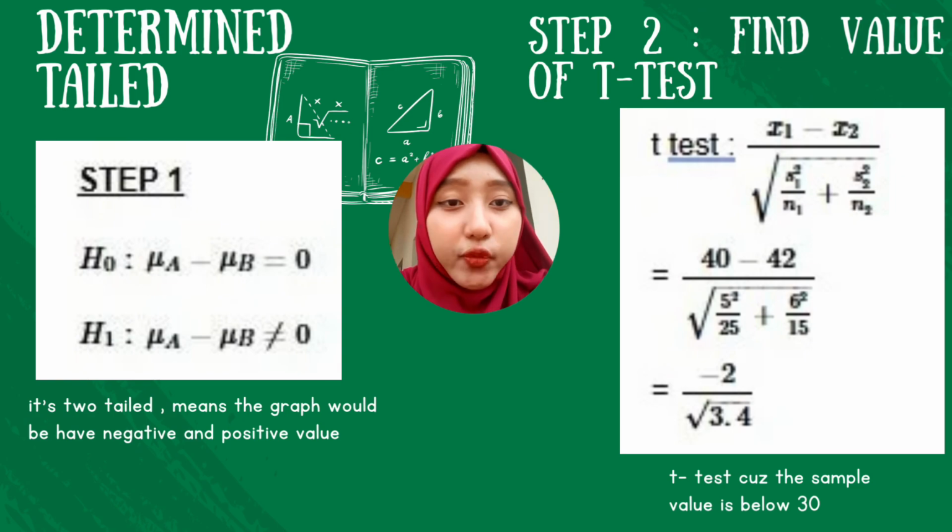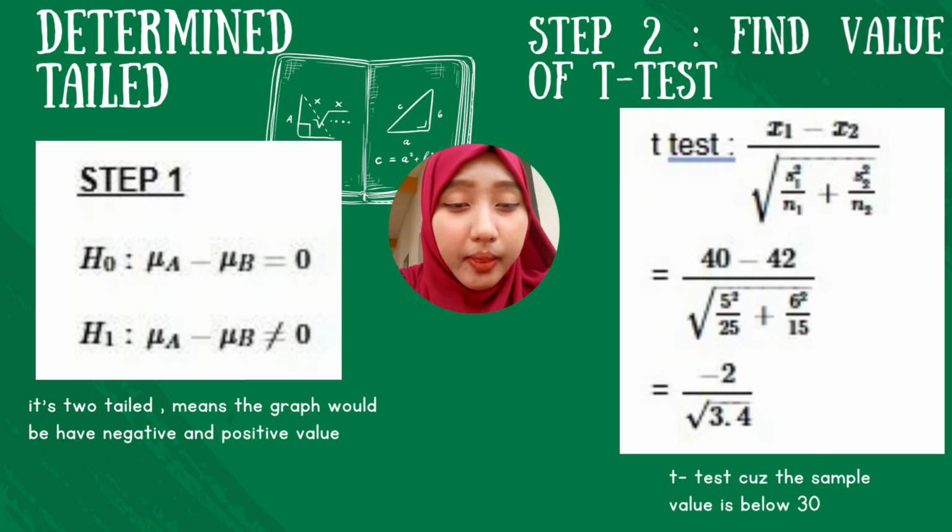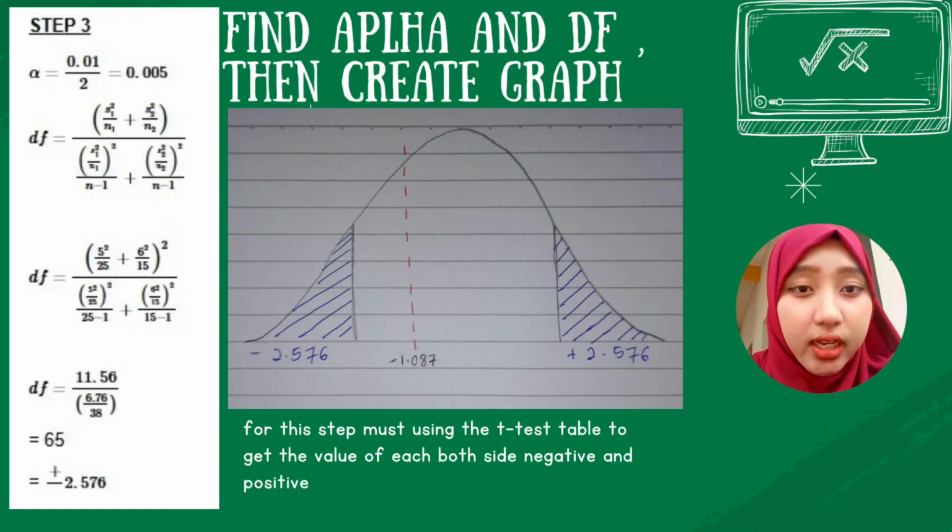And for step 2, find the value of the t-test, which is just using a formula to find the t-test answer. We use the t-test because the sample is below 30. If the sample is above 30, we use Z. Step 3, find alpha and df, then create the graph. For the first one, we should find alpha first. We divide by 2 because it's two tail. If one tail, we shouldn't divide by 2. And to find df, just use the formula given here.